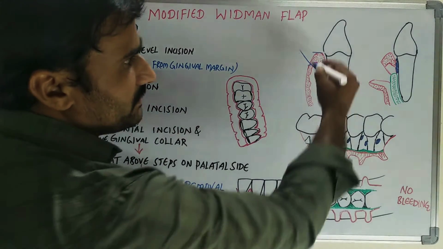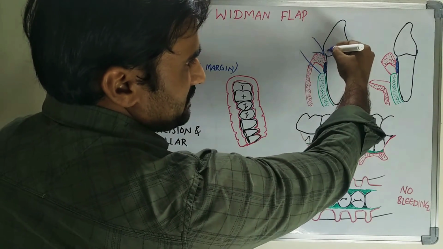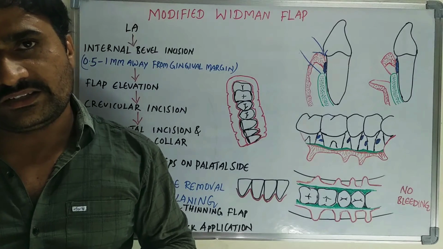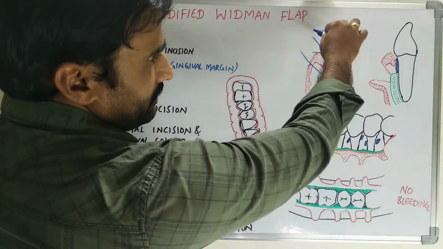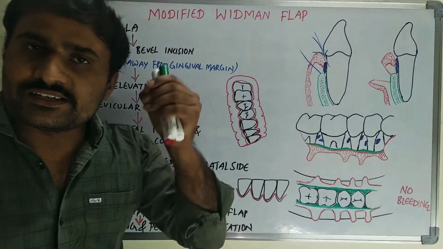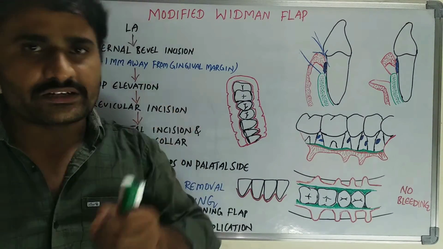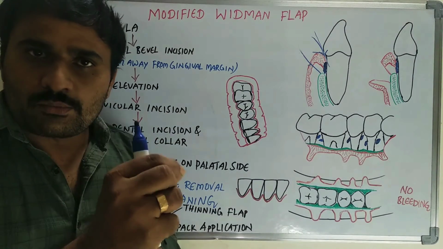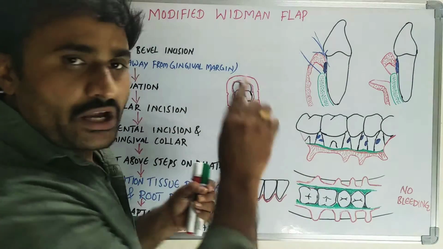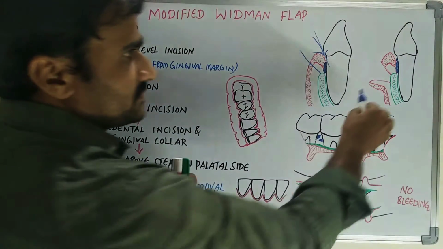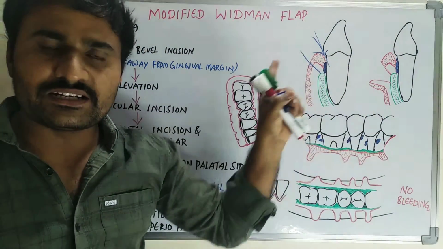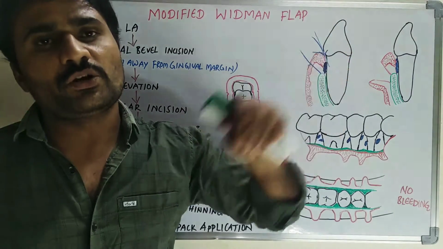After that, crevicular incision. Crevicular incision is nothing but, from this aspect, an incision into the gingival crevice, right? So this is your crevicular incision. It is also directed towards the crest of the interdental bone. So with the internal bevel incision and crevicular incision, you are going to have the V-shaped tissue, right? This one. This is the gingival collar which is left after internal bevel incision and crevicular incision.